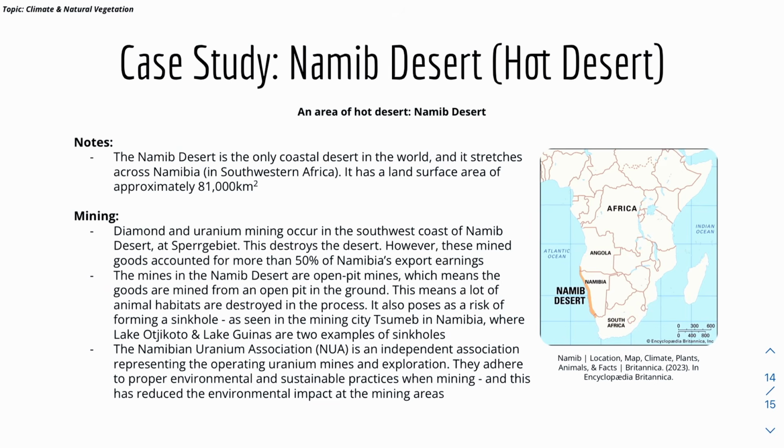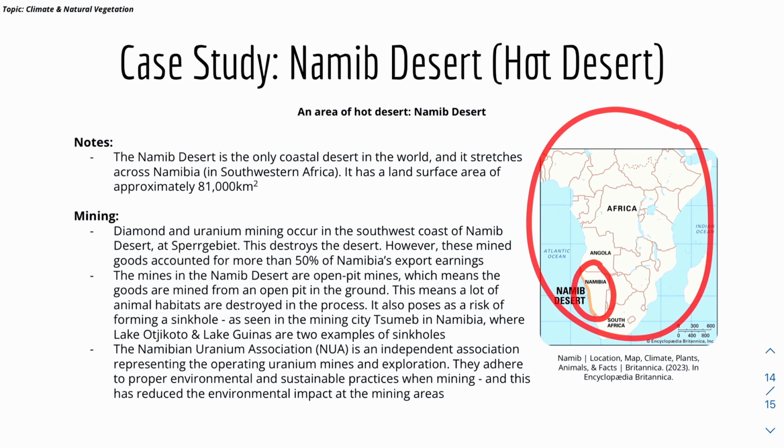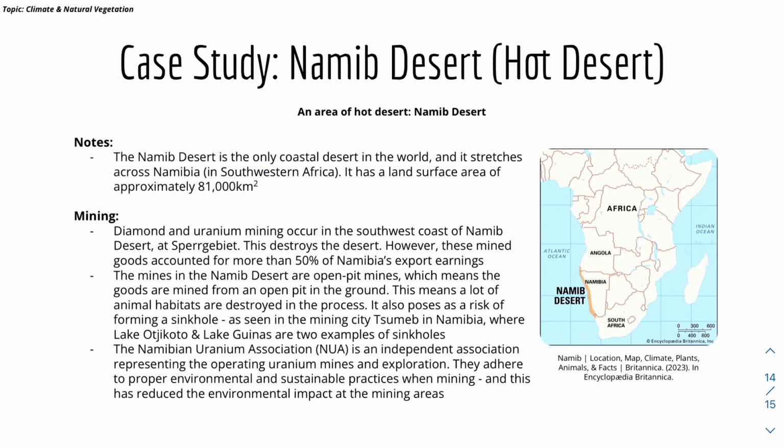So lastly, we have a case study on an area of hot desert, and we'll look at the Namib Desert. So we have this diagram right here. We have Africa and the Namib Desert right here. And the Namib Desert is the only coastal desert in the world, and it stretches across Namibia in southwestern Africa with a land surface area of approximately 81,000 kilometers squared.